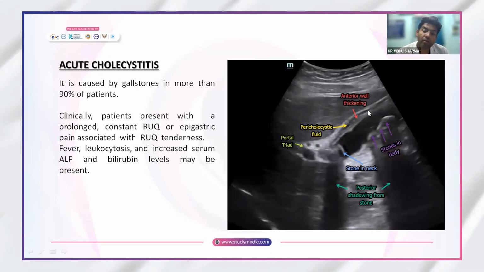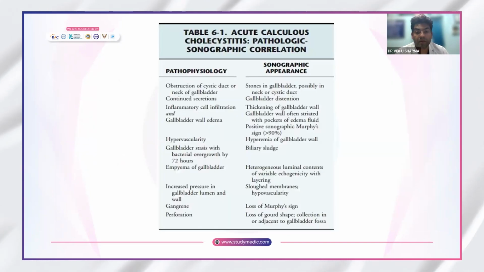Once the gallbladder wall becomes inflamed, then the condition is called acute cholecystitis, and patients usually present with constant pain in the right upper quadrant, and clinically there can be fever, leukocytosis, and increased serum ALP and bilirubin levels. This is the table which is demonstrating acute calculus cholecystitis, pathophysiology and sonographic appearance.